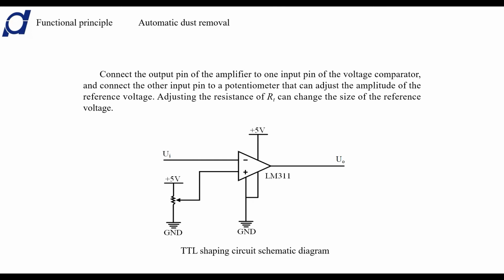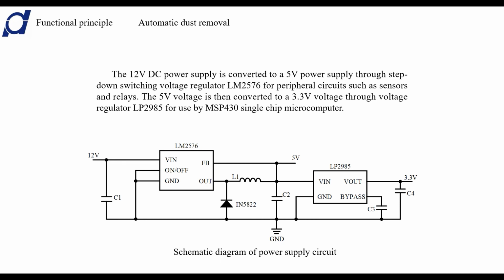The amplified signal is not a standard square wave and needs to go through a shaping circuit. The figure below is a TTL shaping circuit with LM311 as a voltage comparator. After amplification and shaping, the signal is transmitted to the MSP430 MCU. The following figure is a schematic diagram of the power supply circuit. Choose the LM2576 voltage stabilizer and the LP2985 voltage stabilizer.